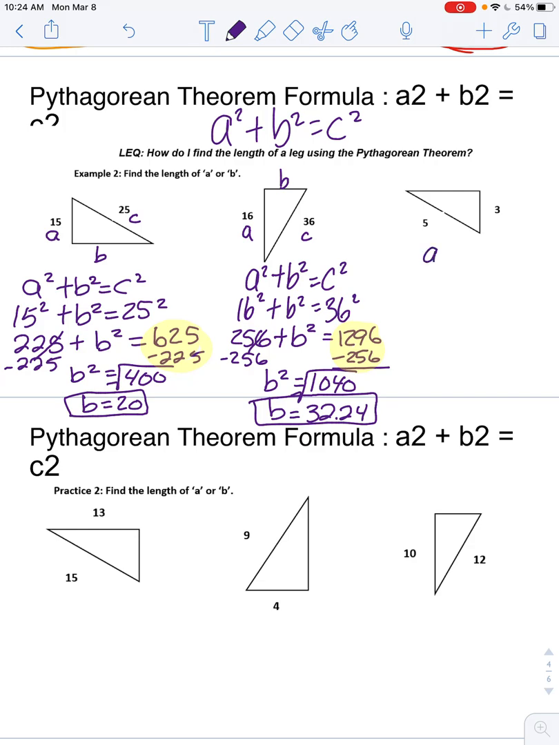So our third one, we got A squared plus B squared equals C squared. So 5 is your C, 3 is A, we need to find B. So 3 squared plus B squared equals 5 squared. 3 squared, 3 times 3 is 9. Plus B squared equals 5 squared, which is 5 times 5, 25. Subtract. Equals 16. Take the square root of 16, so B equals 4.